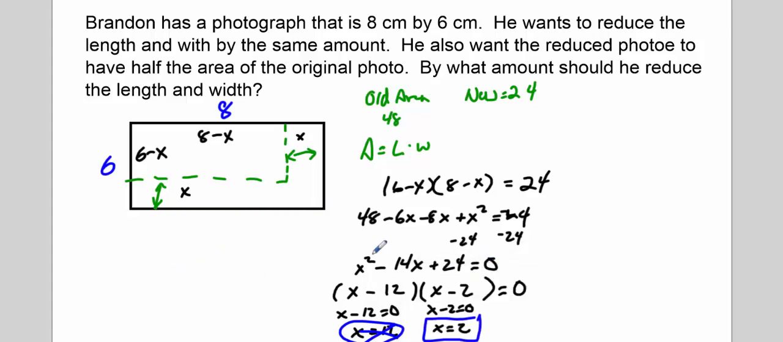Therefore, my new length and my new width are 4 by 6. And my cutout is 2. This is the answer they want. This would be the new dimensions of the rectangle.